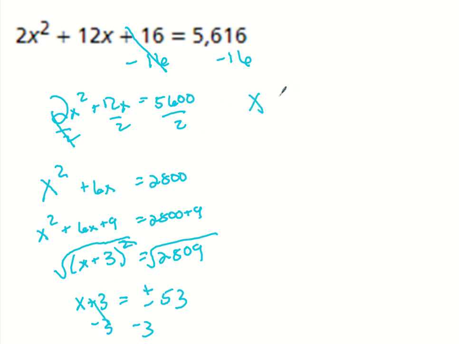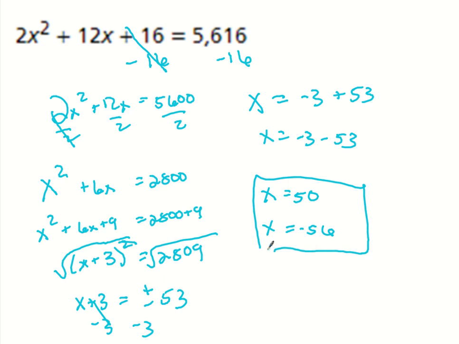So I have x equals, let's see, this is negative 3 plus 53. And then I have x equals negative 3 minus 53. Well, I can actually solve both of these now because now I know this is what it is. So x equals 50 and x equals negative 56. And what I did is I just combined negative 3 and positive 53 to make 50, negative 3 and negative 53 to make negative 56.